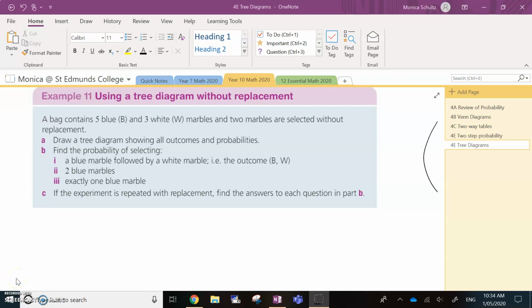Hello, welcome to the second video on tree diagrams. So this tree diagram video is when we don't replace the items that we take out.